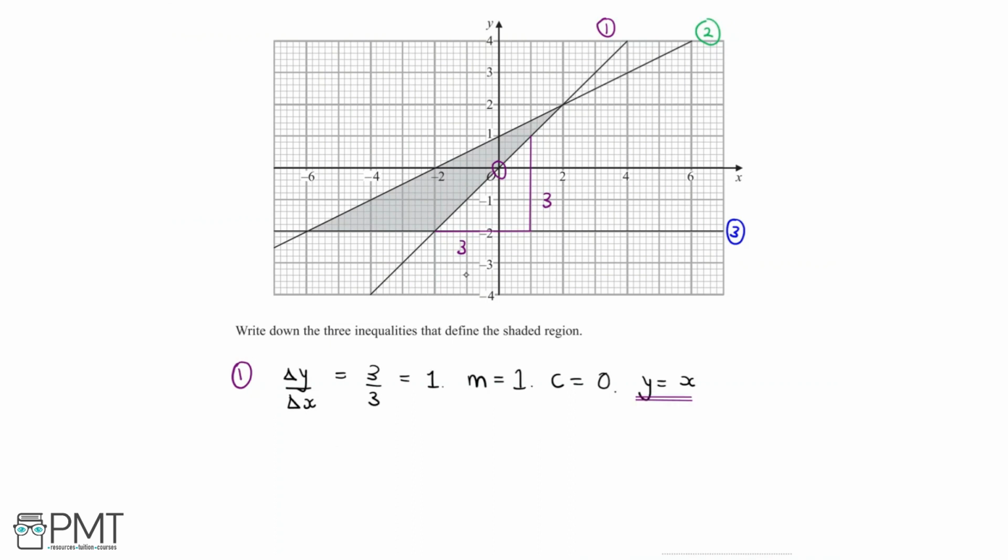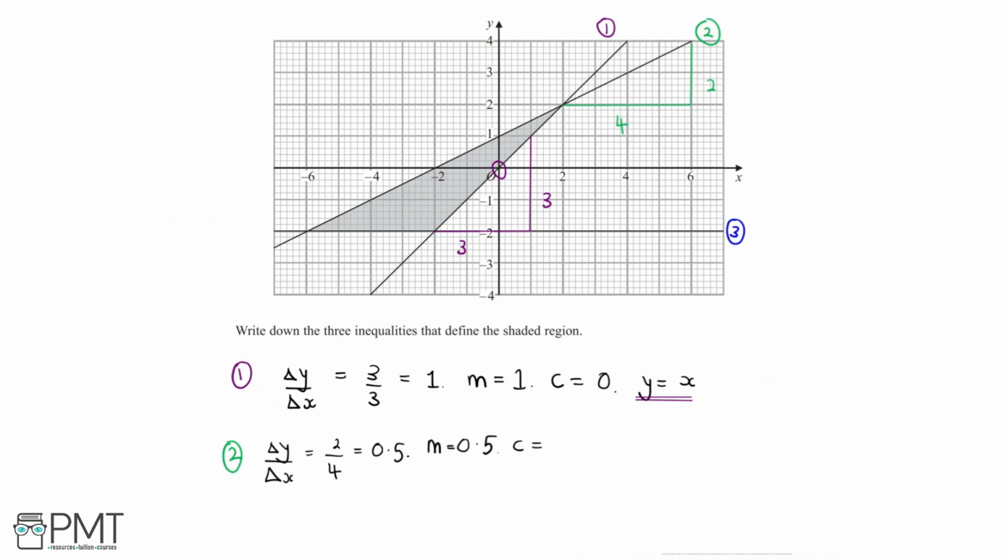Now let's move on to line 2. We can do the same thing by finding its gradient. Drawing a triangle on line 2, we can see that the change in y is equal to 2, and the change in x is equal to 4. Now for line 2, we can say that the gradient, the change in y divided by the change in x, is equal to 2 divided by 4, which is equal to 0.5, and we find that the gradient is equal to 0.5.